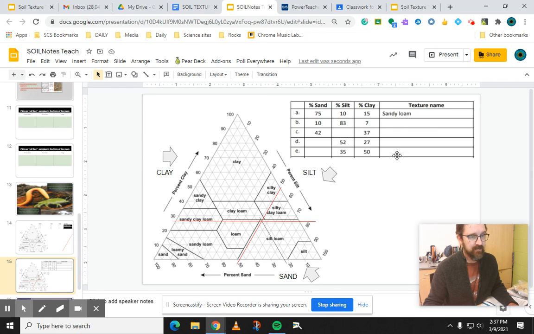And again, fill these out, do the best you can, bring it in tomorrow. Many of you already turned it in, but we'll go over those and check those tomorrow.